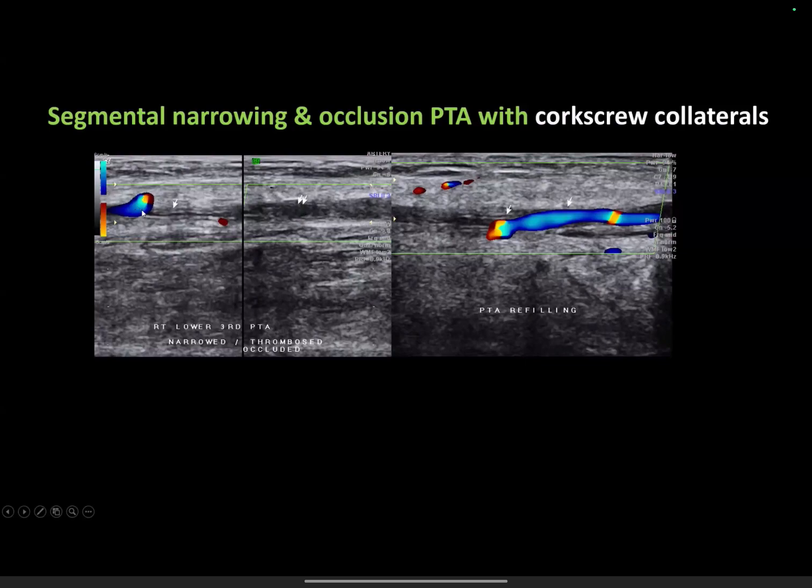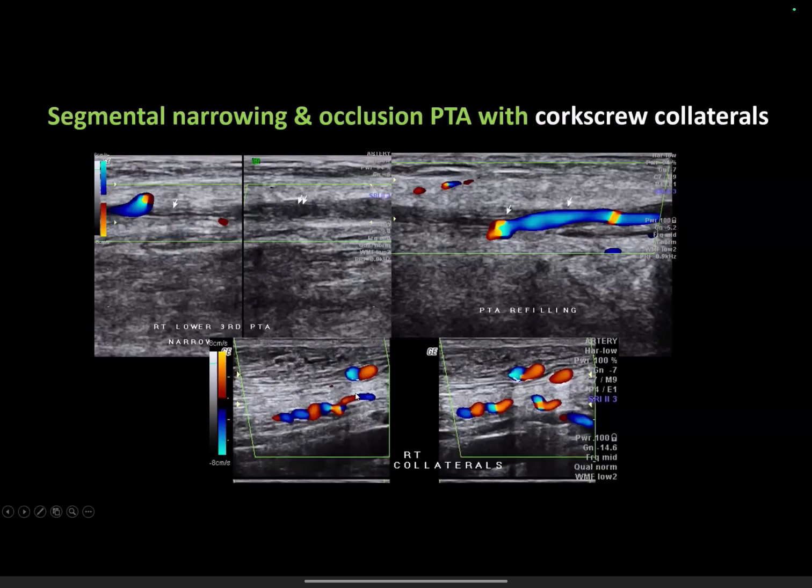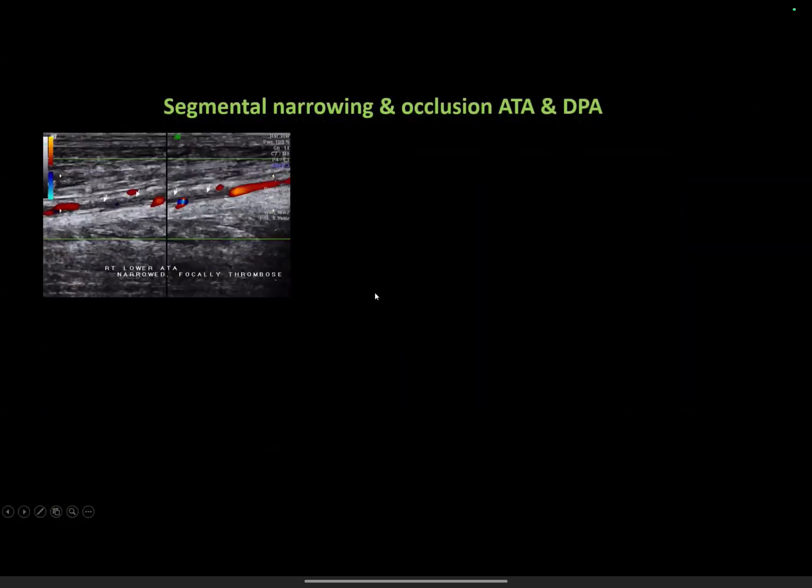There is PTA, posterior tibial artery is narrowed, typically narrowed. There are thrombi, there is no flow, there is collateral takeoff, there is refilling. This segment is totally narrowed and occluded with vessel wall thickening and intraluminal thrombi. Multiple corkscrew collaterals are present in the leg region to overcome the occlusion.